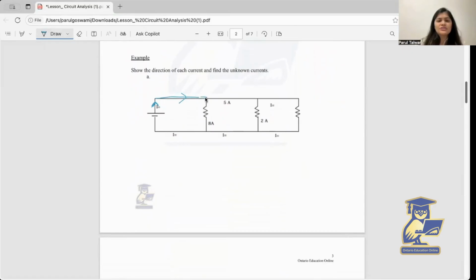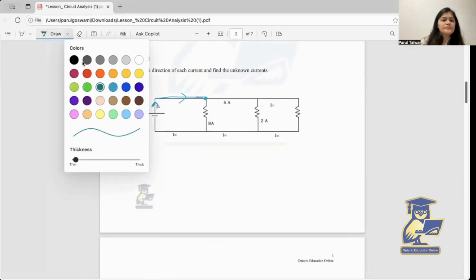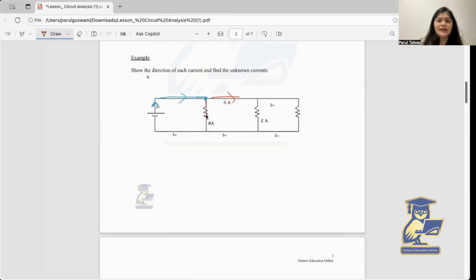Now as it will reach this junction, this is the junction where it will lead to multiple paths. The blue color dot that I have made is representing the junction. Some of the total current will move in this section of wire, which is 8 ampere and 5 ampere. So as you can see, this was the incoming current. After reaching the junction, these two currents, 5 ampere and 8 ampere, become the outgoing current.